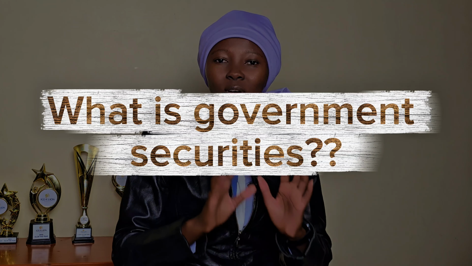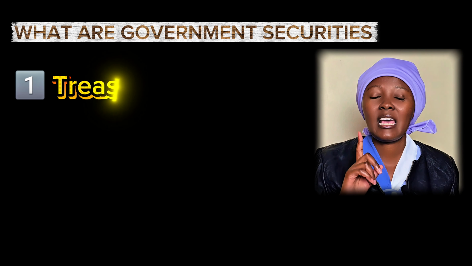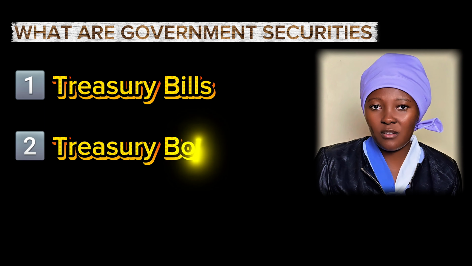So the first thing is to define what government securities are. This is where the government goes to its people to borrow money for infrastructure development, or to pay salaries or other expenses they might require, maybe some top-up amount of money. The government can borrow in two ways: one is through treasury bills, and the other is through treasury bonds.